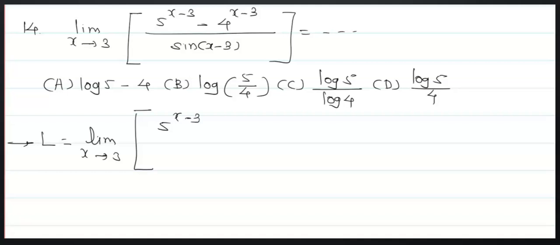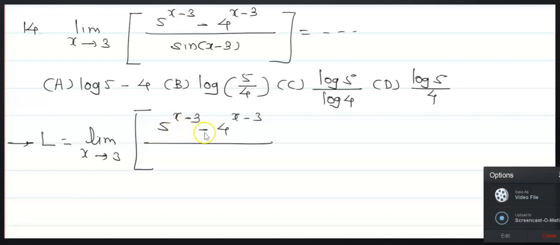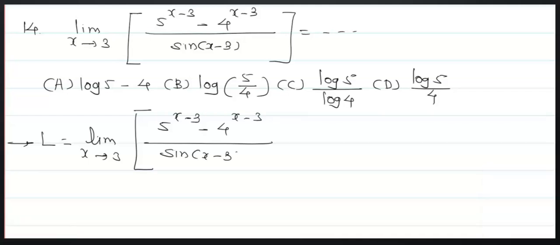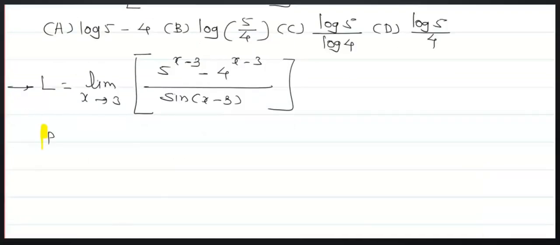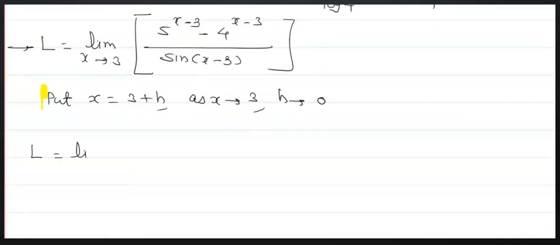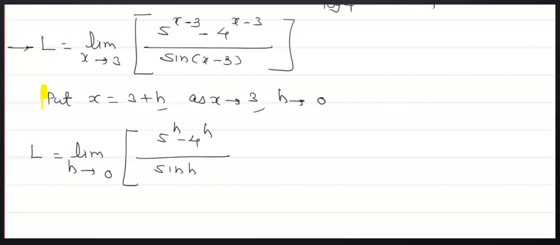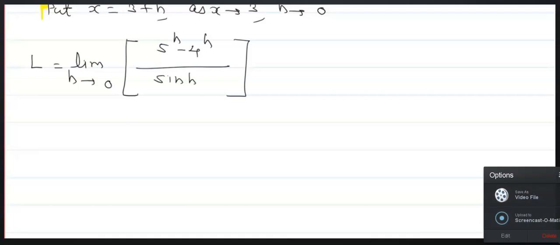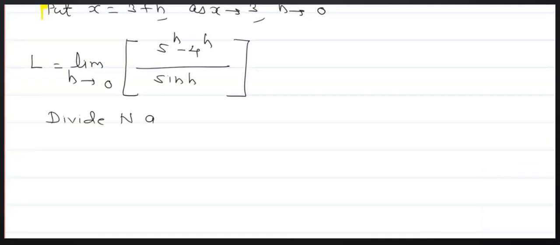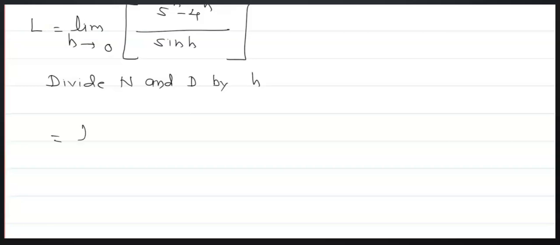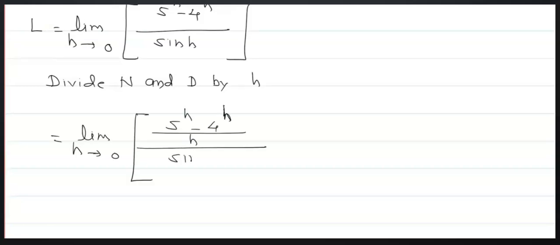Limit x tends to 3, (5 raised to x minus 3 minus 4 raised to x minus 3) upon sin of (x minus 3). Put x is equal to 3 plus h; as x tends to 3, h tends to 0. Limit h tends to 0, (5 raised to h minus 4 raised to h) upon sin h. Again divide numerator and denominator by h, then you will get the answer. That is limit h tends to 0, (5 raised to h minus 4 raised to h) upon h, and sin h upon h.